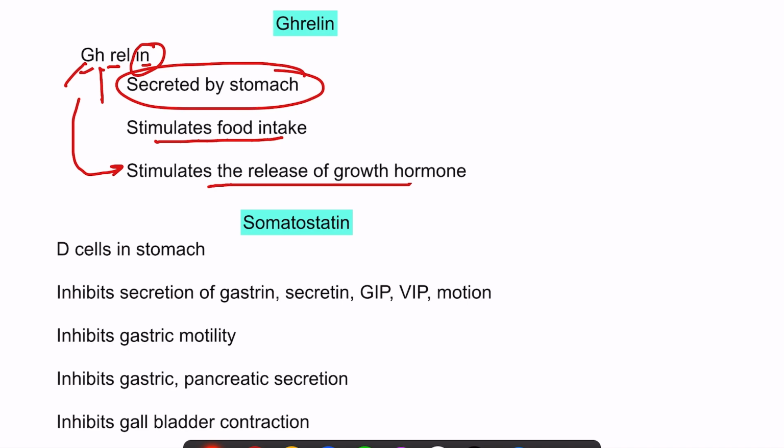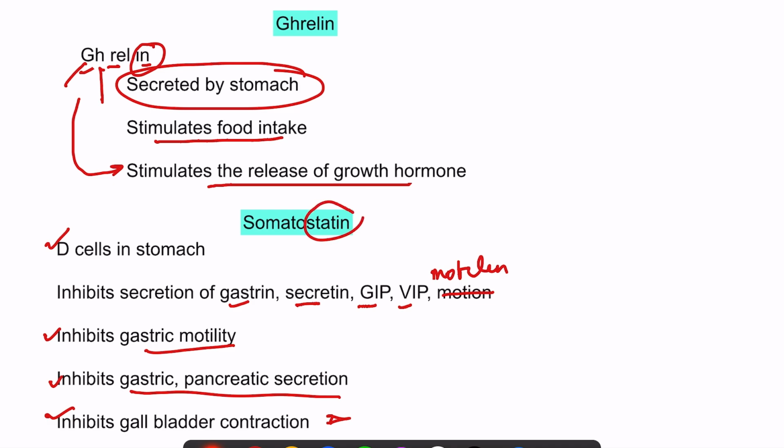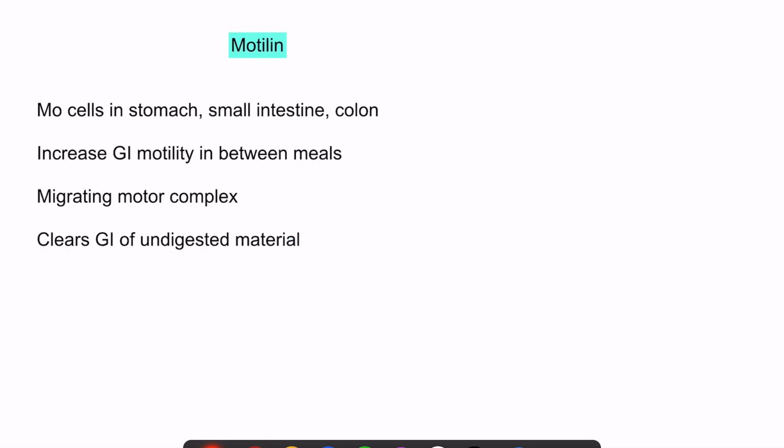Then somatostatin. Somatostatin is released by D cells in stomach, and we have seen how somatostatin decreases the gastric acid secretion. Somatostatin actually has inhibitory effects on all motility and secretion. So it inhibits secretion of gastrin, secretin, GIP, VIP, motilin. It is not motion, it is motilin. Inhibits gastric motility, inhibits gastric and pancreatic secretion, inhibits gallbladder contraction. So that is somatostatin. Statin is stop. Okay, stat means stop. So it is stopping so many functions.